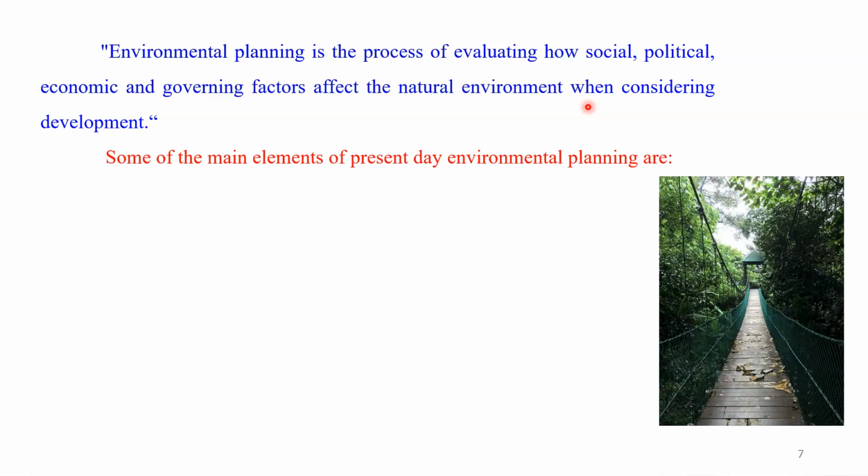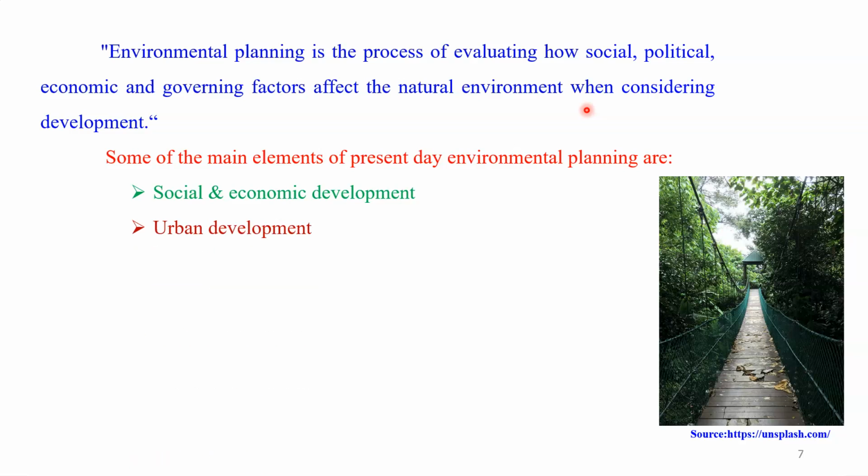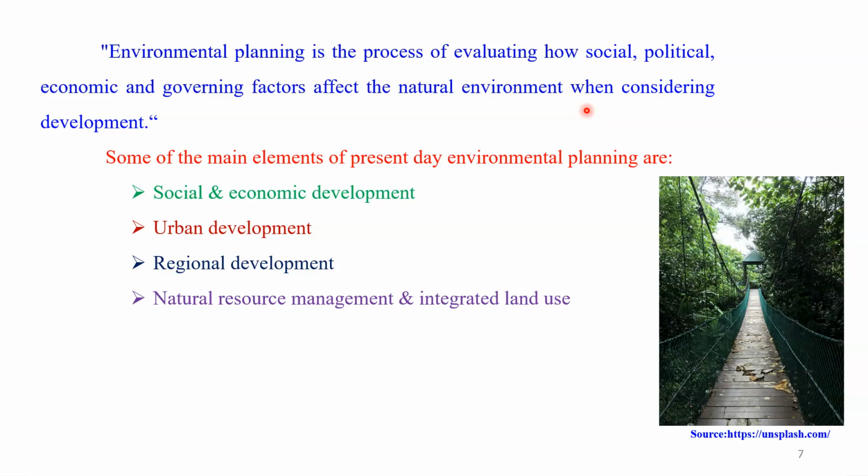See, there are some very important elements present nowadays when we are talking about environmental planning. What are they? The first is social and economic development. Without social and economic development, you are not achieving economic growth. So when you are doing economic development, you have to keep both social and economic development in mind. But again, there should not be any negative effect on the environment. Second, urban development, which is also part and parcel of economic development. Regional development is also important. Natural resources management and integrated land use are very important. Infrastructure systems are very important. A governance framework is important. So if you want to continue your economic development, sustainable development, all these things should be kept in mind, in such a way that there is no harm or negative impact on the environment.